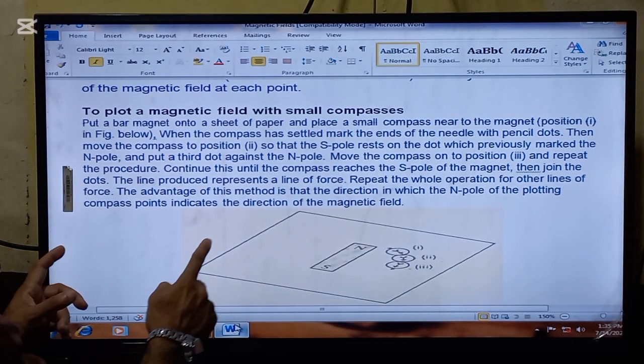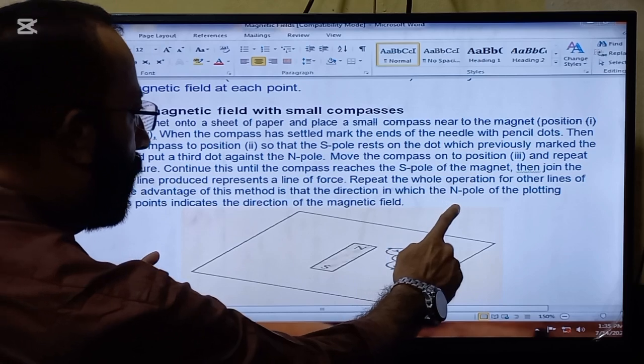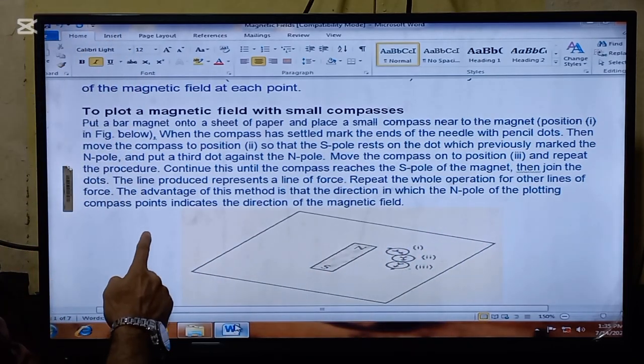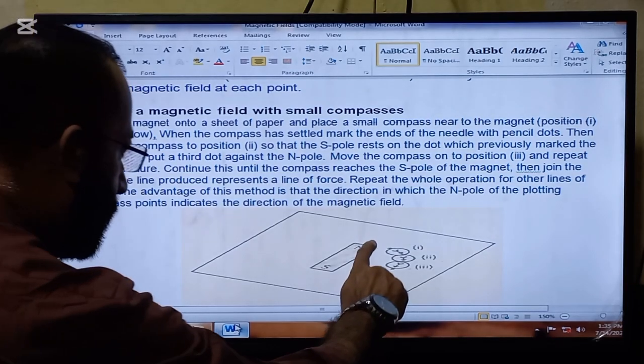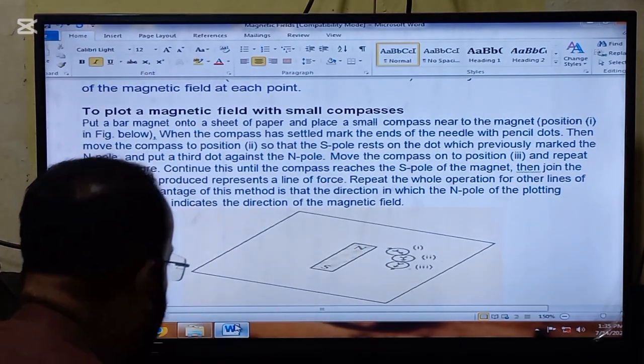The advantage of this method is that the direction in which the north pole of the plotting compass points indicates the direction of the magnetic field. So this will be the direction of the magnetic field.